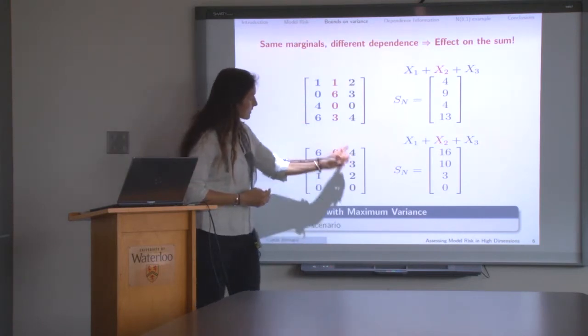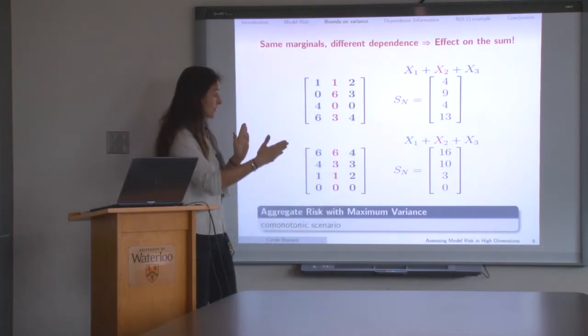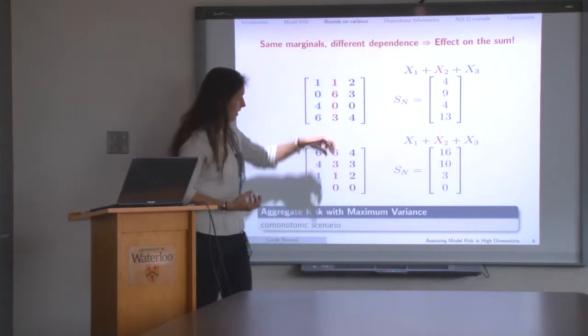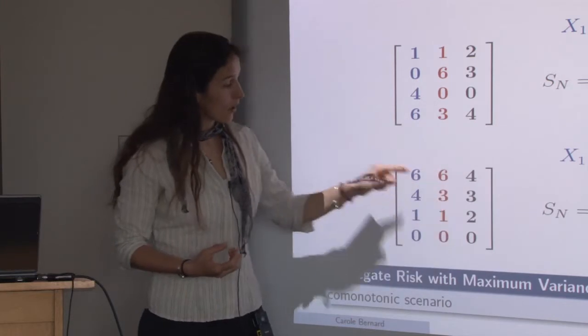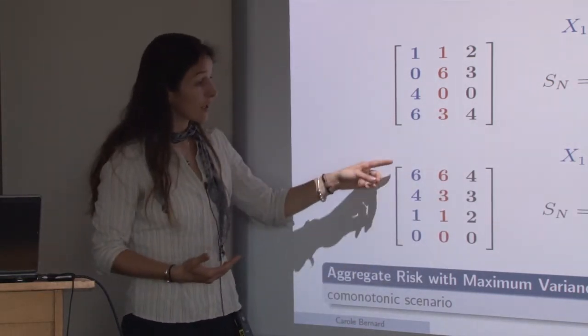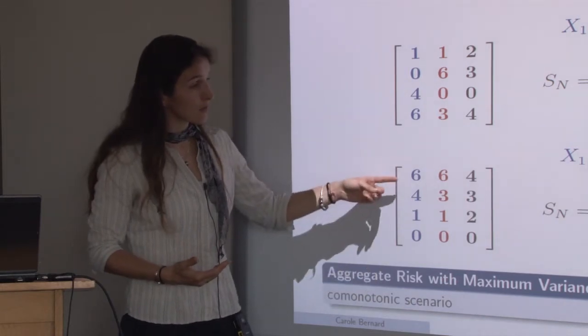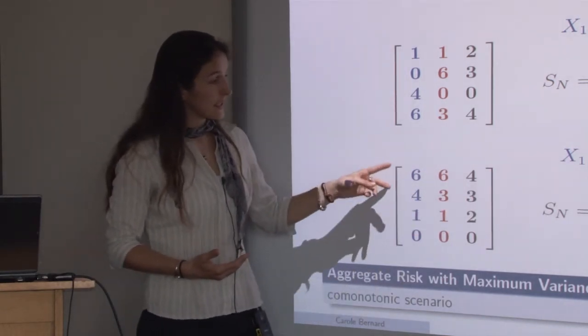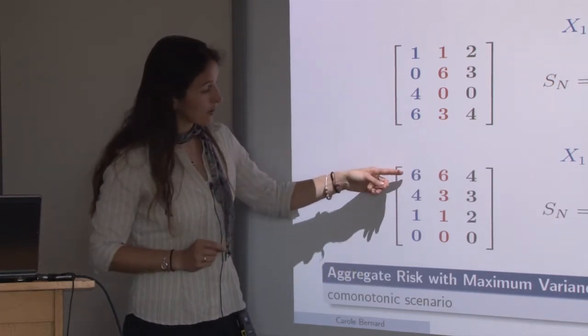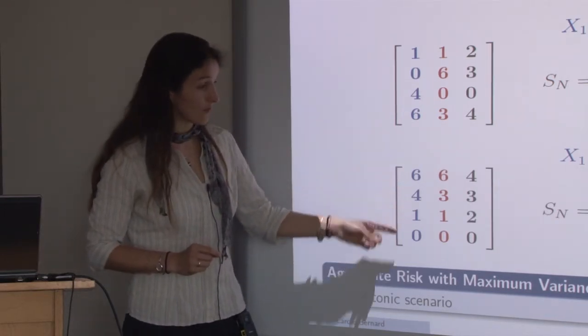Now here, it's another organization of the columns. And this is what we call the comonotonic scenarios. They are ordered in the same direction from maximum to minimum, or they can be ordered from minimum to maximum. It wouldn't change. And what we observe is that the sum, in this case, is actually the scenario that would take the maximum variance. So the sum here takes 4 values, 16, 10, 3, and 0.